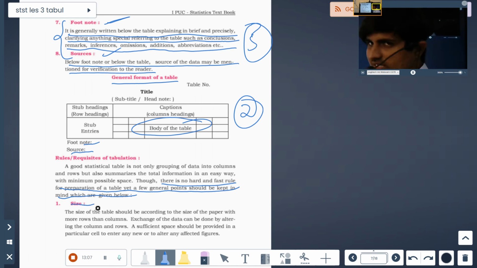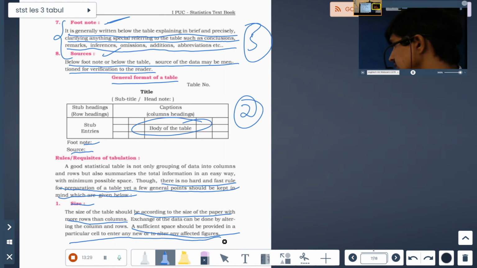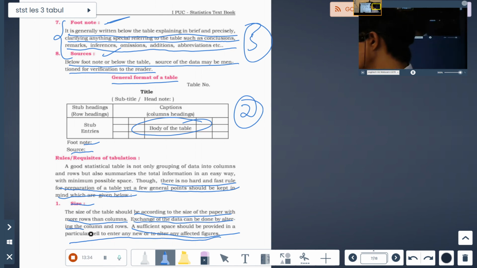First one is size. What do you mean by size? Table should be according to the size of the paper with more rows than columns. More rows than columns means keep more rows. Columns should be less, but rows should be more if necessary. Sufficient space should be provided in a particular cell to enter new or alter any affected figures, and also exchange of the data can be done by altering the columns and the rows. Means columns can be brought to rows, rows can be taken into columns. This is what they are telling here.